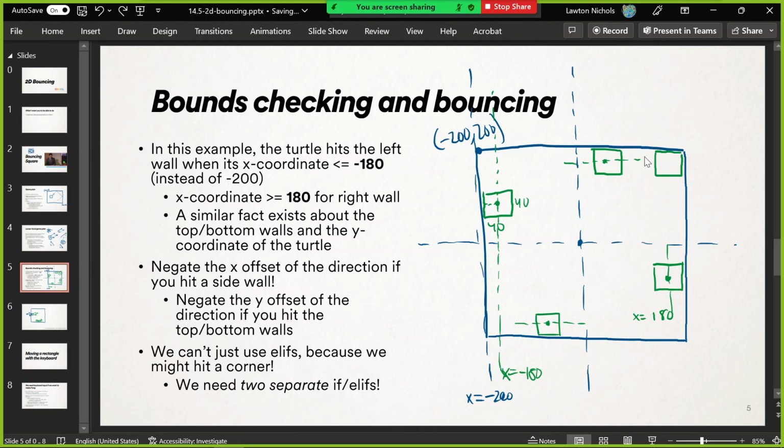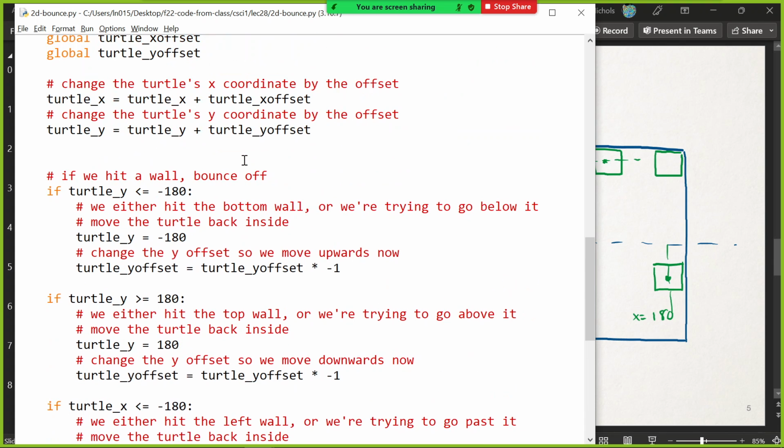If you hit the corner, that means you hit, right now, the right wall, this particular corner at least. That means you hit the right wall and the top wall at the same time, which means you both need to reverse your X direction and your Y direction. Does that make sense? So both of these need to fire.